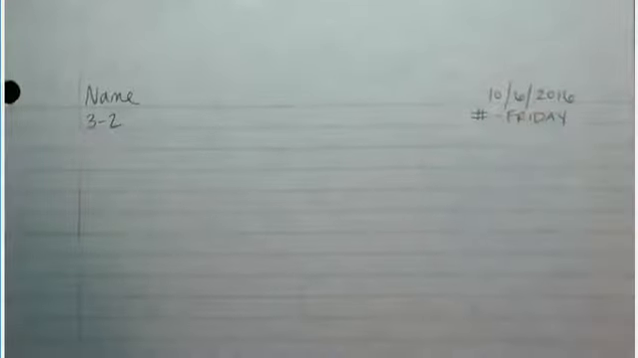Okay, put your name at the top. 3-2. Today is the 6th of October. And your period Friday. You can go ahead and fold that in half and draw your line down the middle.